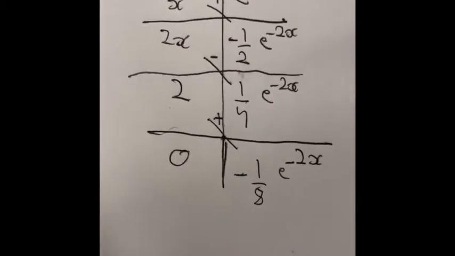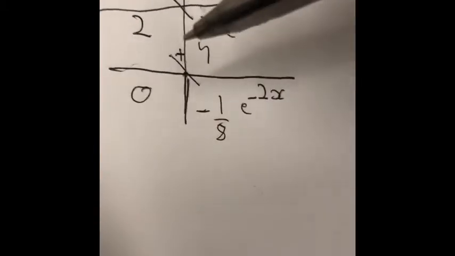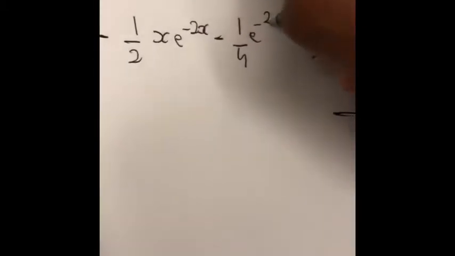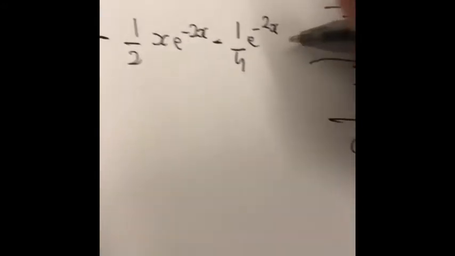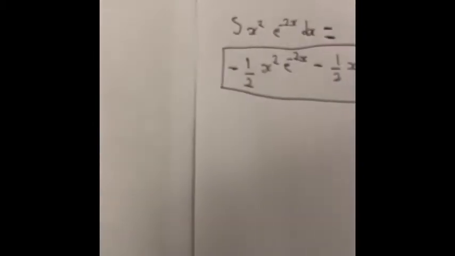And then we again will multiply this one by this one, but here we will use a negative. So it will be negative 1 over 2x e to the power negative 2x. Again, we'll multiply this by this, and we are going to get a negative 1 over 4 e to the power negative 2x. And we should always add a constant c. This is the final answer.